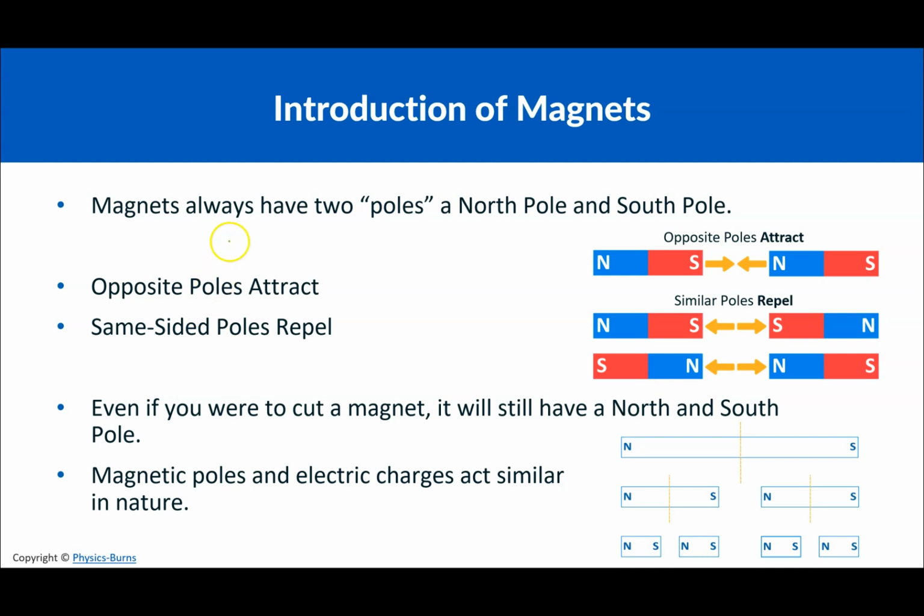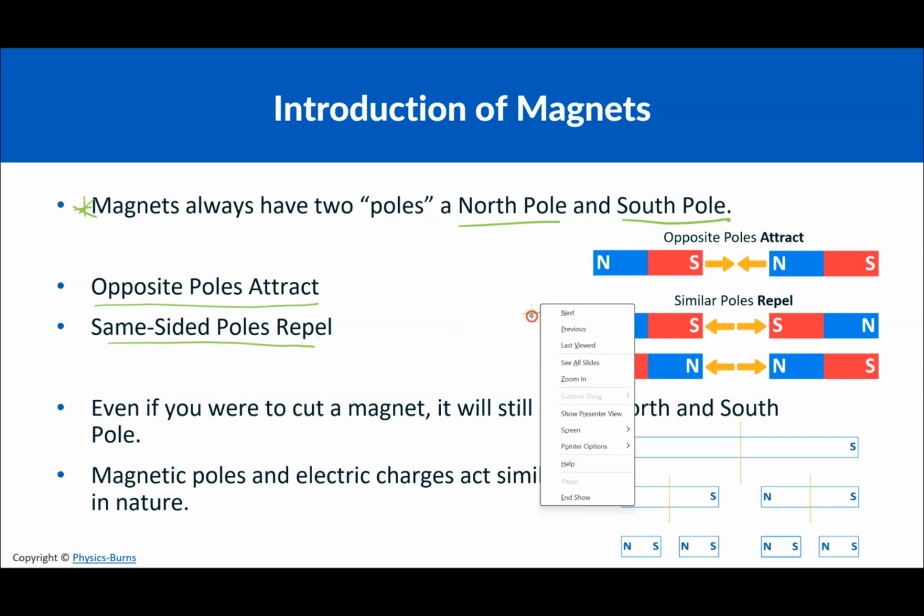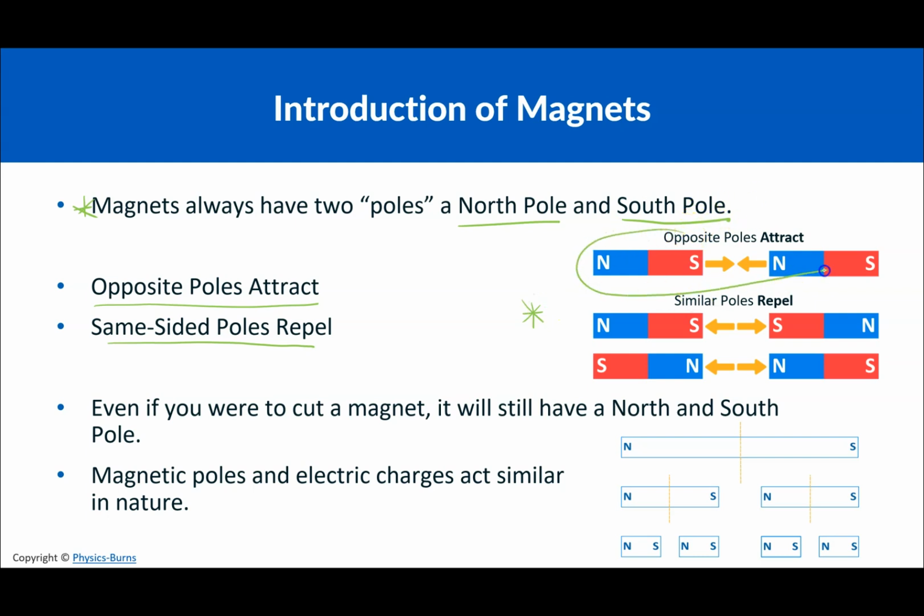Magnets always have two poles, a north and a south pole. You may not think about it like this, but the Earth also has a north and south pole, and it can be perceived as a big magnet. We'll talk a little bit more about that later. Opposite poles attract, same-sided poles repel, similar to what we learned about with electrical. You're going to see a lot of similarities with electrical. So over here, opposite poles attract, similar poles repel.